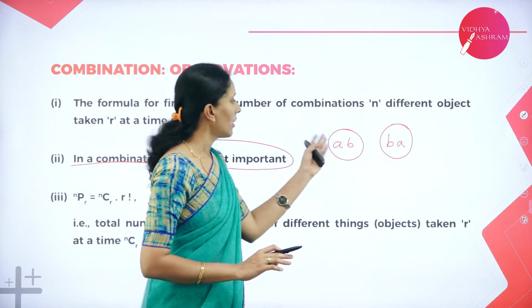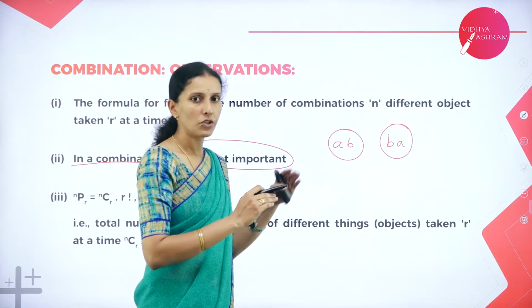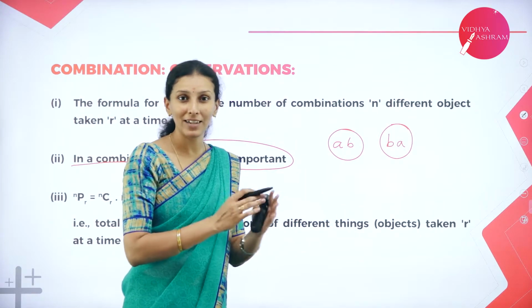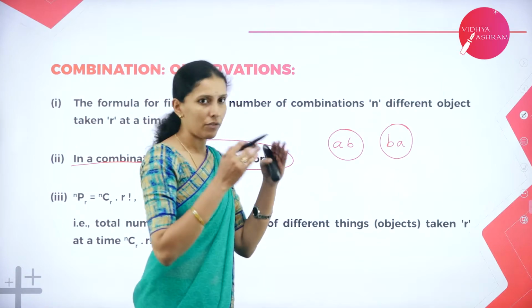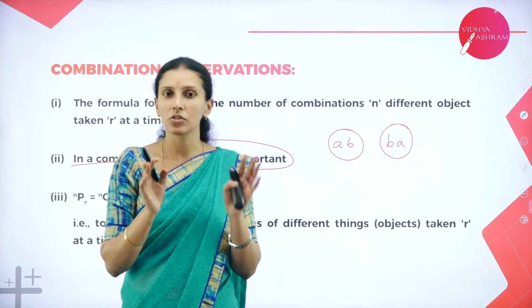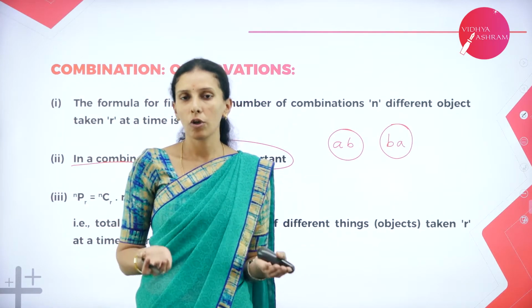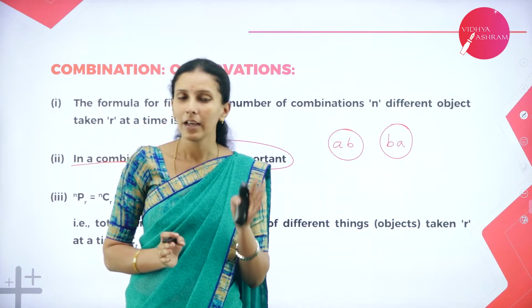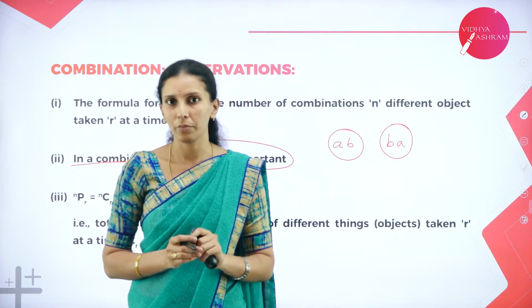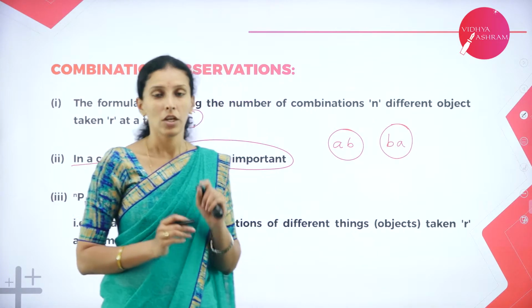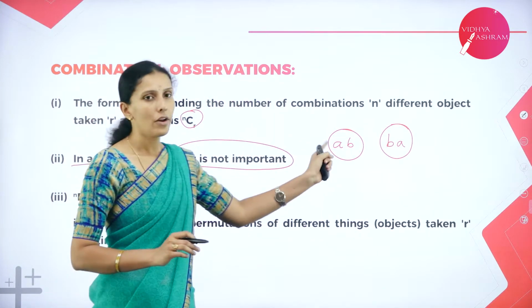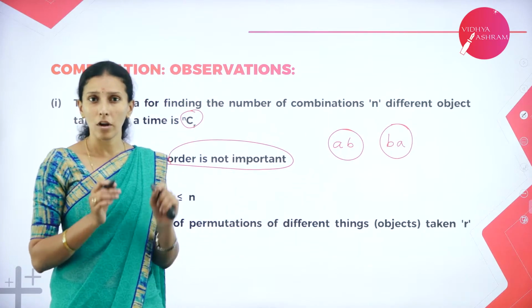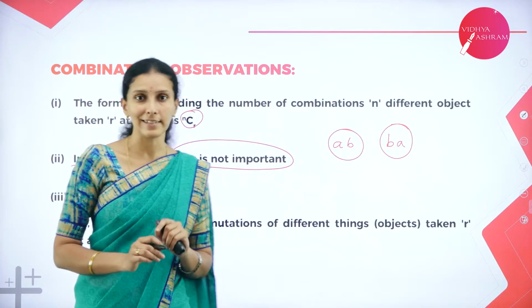If you consider AB as one arrangement and BA as another arrangement, then it is permutation. But if we are only supposed to tell that AB has to sit together, that means they can occupy any of the places. Their places may be interchanged, but it is only one arrangement, that is the combination. So therefore here the order of the objects or numbers or letters does not matter.